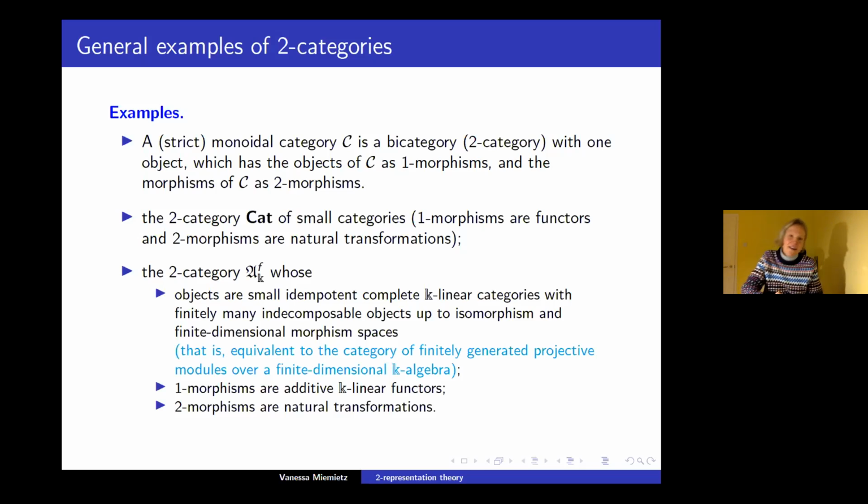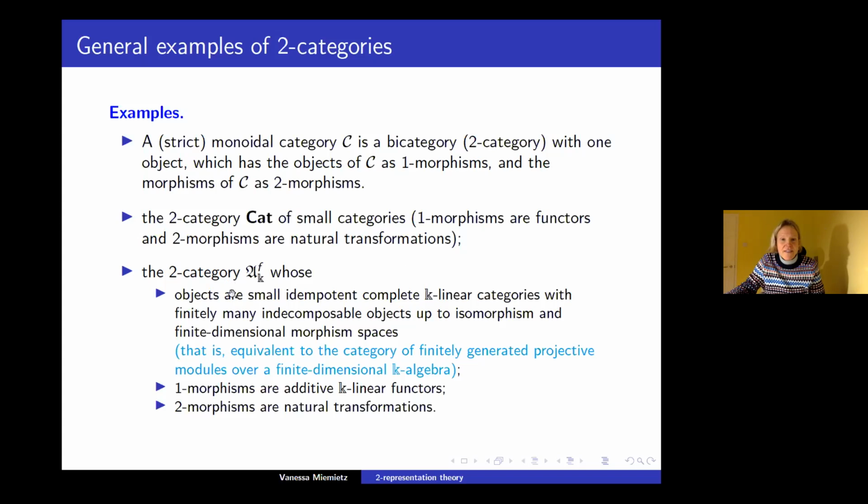Okay. And then here's the 2-category that will play a big role here, because it replaces the category of vector spaces in normal representation theory. So I said a representation of an algebra is a functor from our algebra viewed as a category to vector spaces. And so what replaces vector spaces here? That's this 2-category, which we call AKF. A for additive, K is our field, and F for finitary.